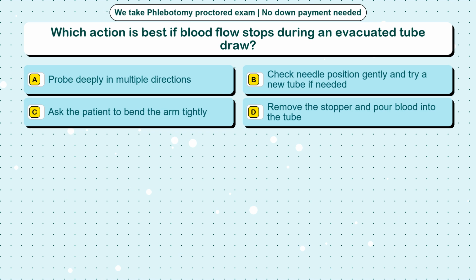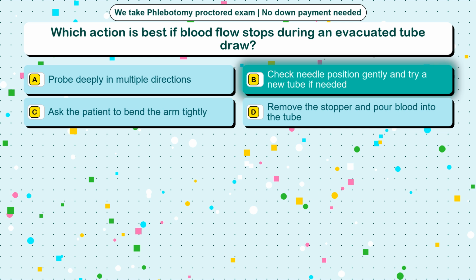Question 68. Which action is best if blood flow stops during an evacuated tube draw? Option A. Probe deeply in multiple directions. Option B. Check needle position gently and try a new tube if needed. Option C. Ask the patient to bend the arm tightly. Option D. Remove the stopper and pour blood into the tube. The correct answer is option B.